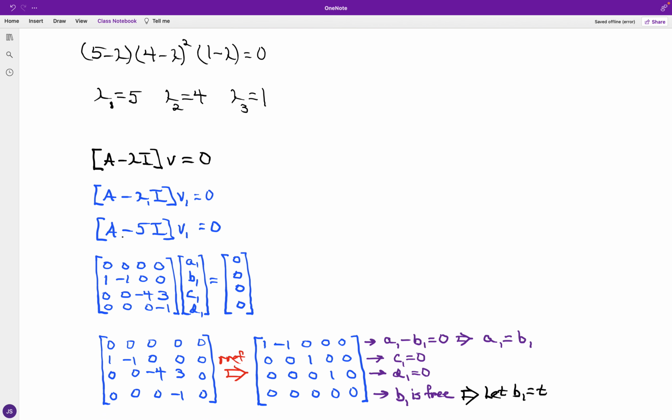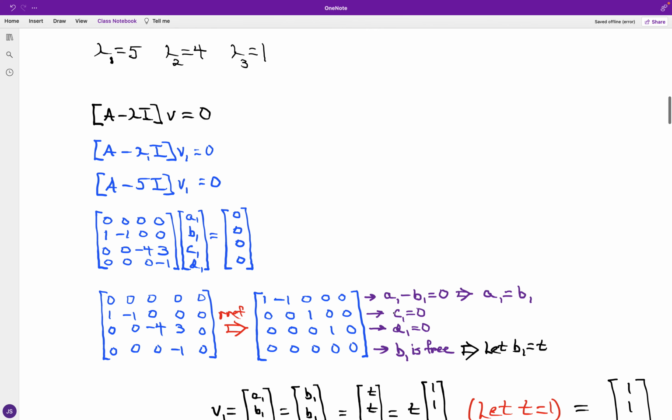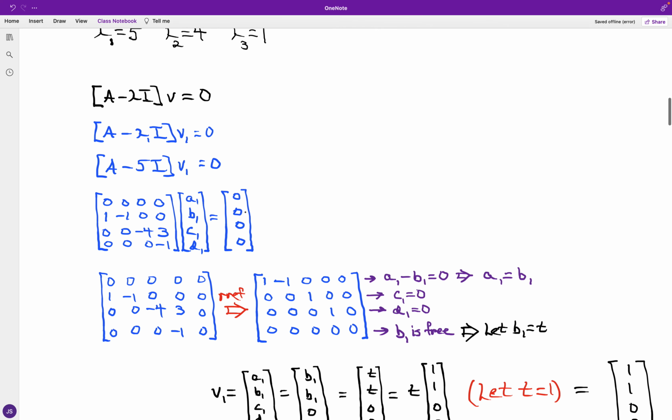To arrive at the determination of the first eigenvector, again we use A minus 5 times the identity matrix. So you have this array. For the first eigenvector, in the general layout, we have the elements a sub 1, b sub 1, c sub 1, and d sub 1, and that is equal to 0, which we express as a 4 by 1 matrix exclusively with the number 0.